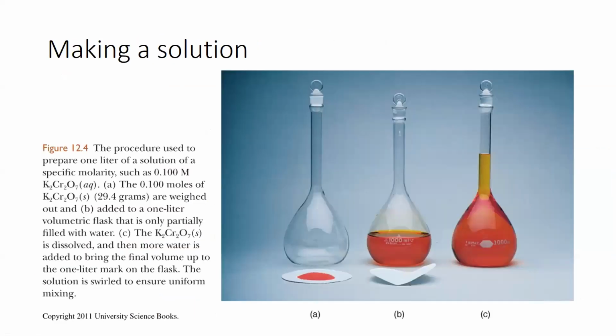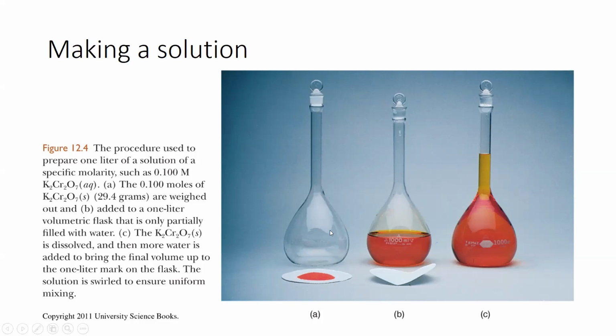We also talked about making solutions, right? One of the important things about making solutions, and there's a procedure listed here on how to do it, is that if you have a salt or solid, you would put a little bit of the solvent in there, pour the solid in, dissolve that solid until it's nice and dissolved, and then you'd fill that flask up to the line that's marked on it for the volumetric flask.